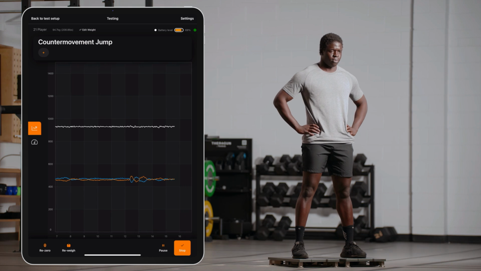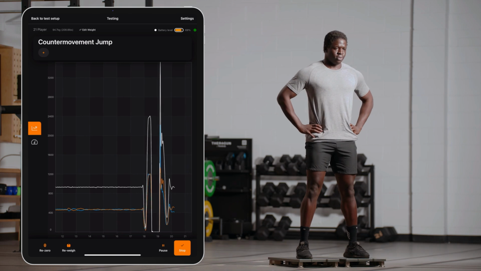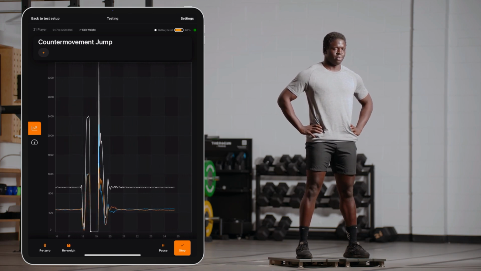So here we have the counter movement jump, and that creates a force time curve that looks like this. This is assessing the athlete's peak force capacity in a dynamic movement that utilizes the stretch shortening cycle.